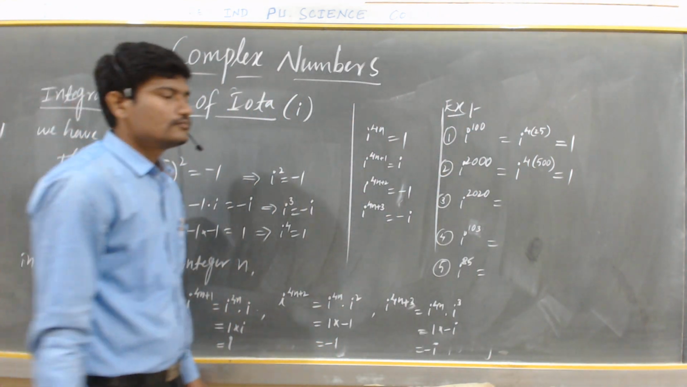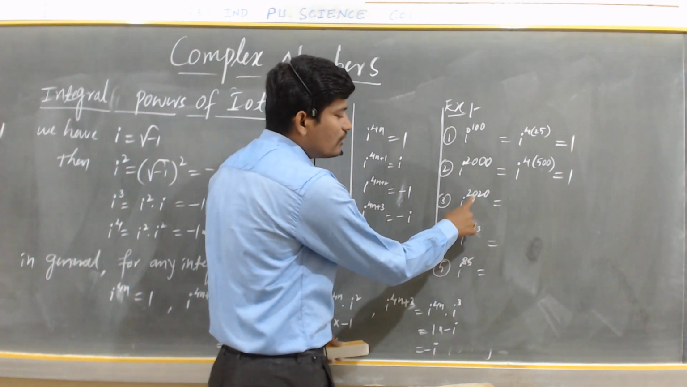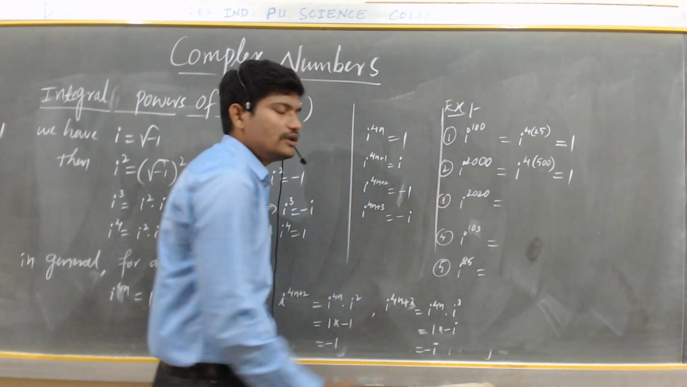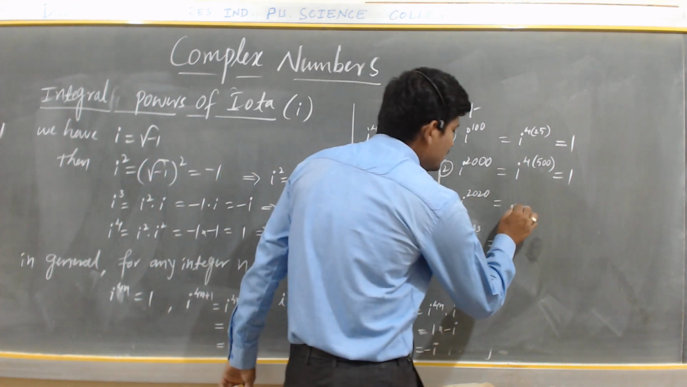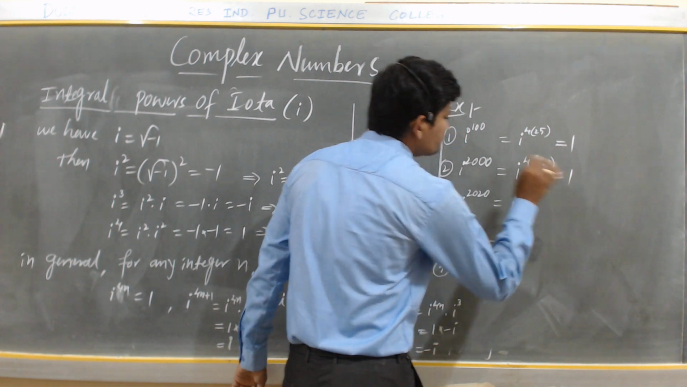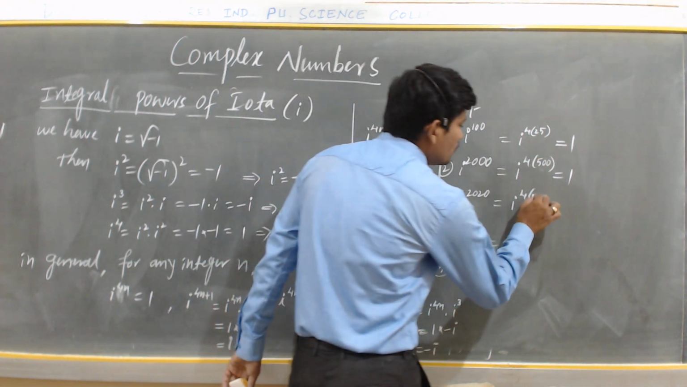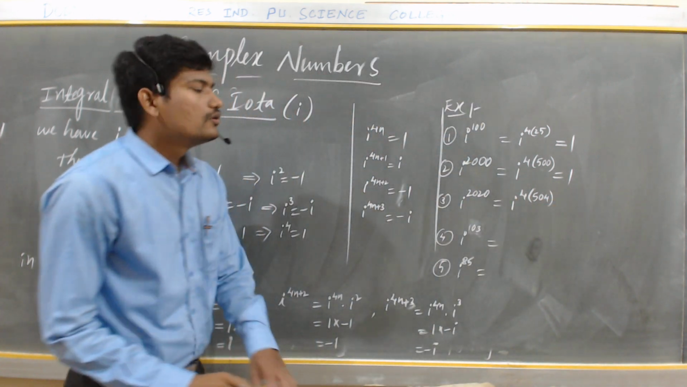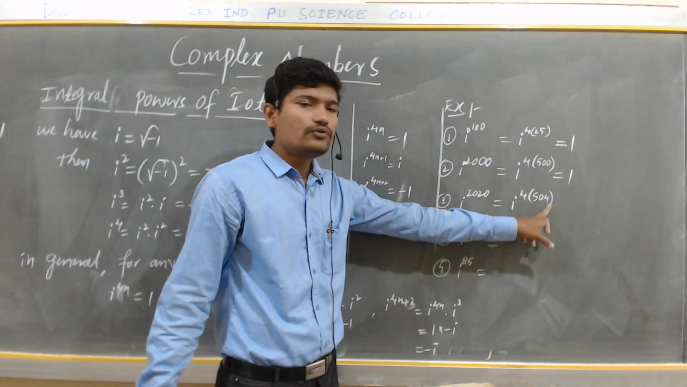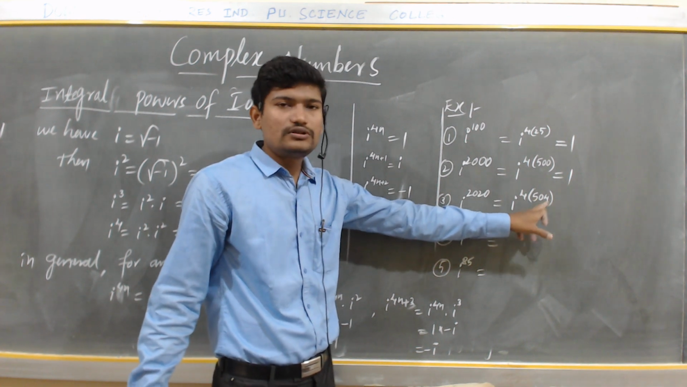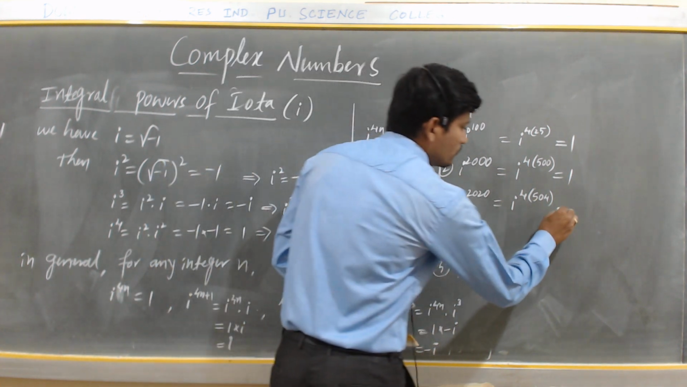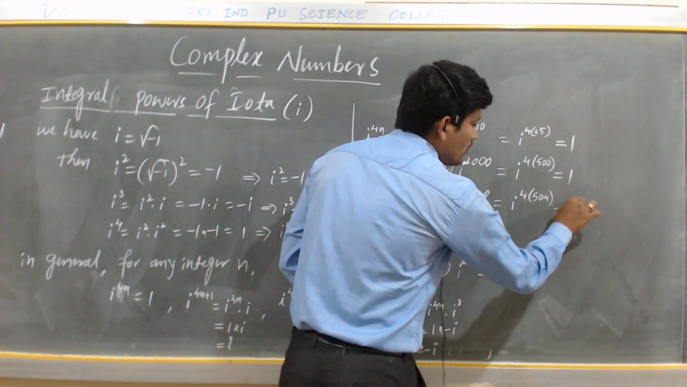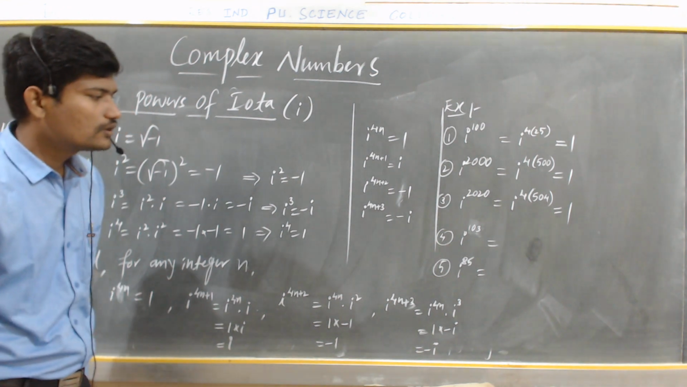Okay, next. i to the power of 2020. Again I will split it like this: i to the power of 4 into 505, not 504. i to the power of 4 into 505. Again we consider this as n, so the value will come 1. Okay, next.